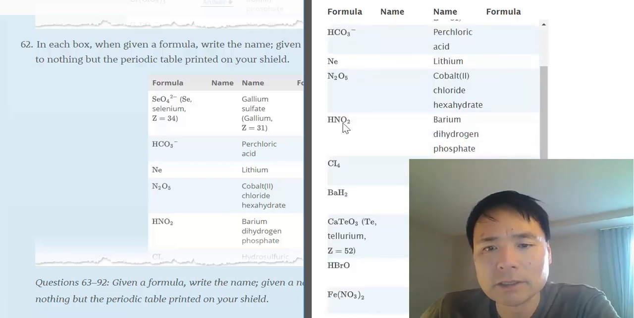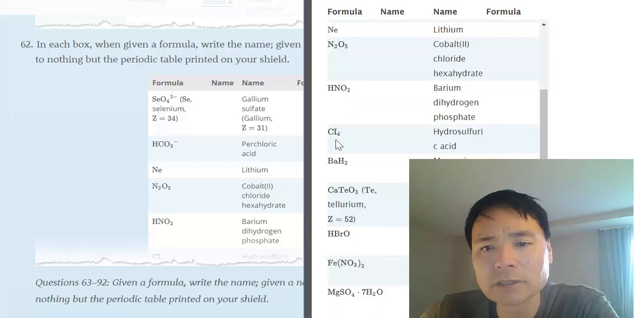This is a nitrite, this is an acid. So nitrate is NO3 minus, nitrite is NO2. This is nitrous acid. This is a binary molecular compound, carbon tetraiodide. This is not barium dihydride, this is barium, and then the anion here is hydride, H minus, so we need two of those. So this is barium hydride.